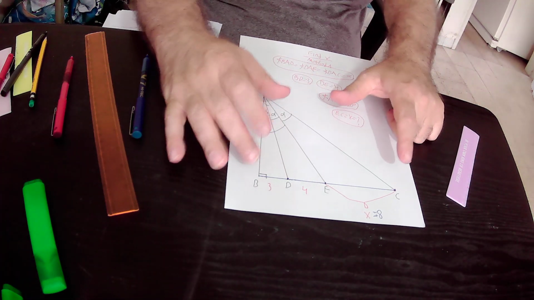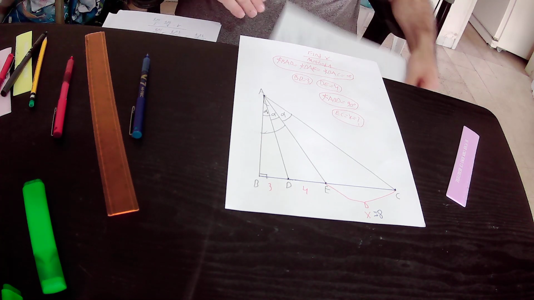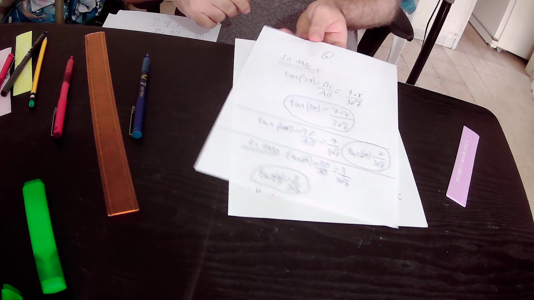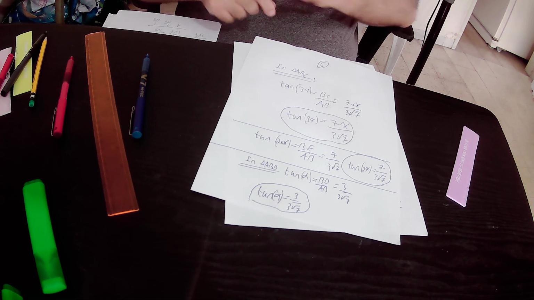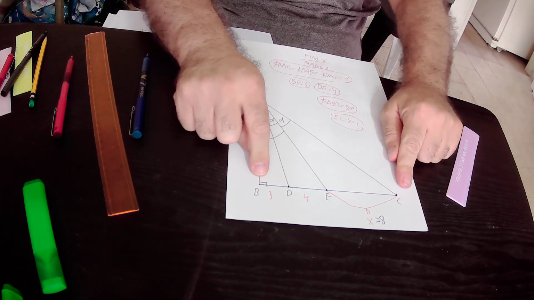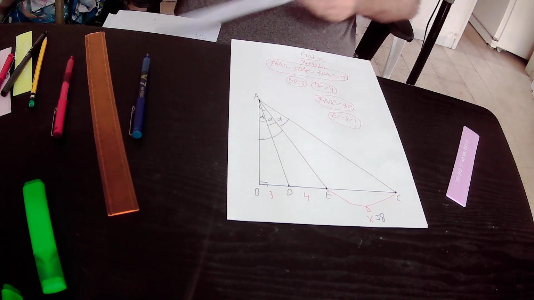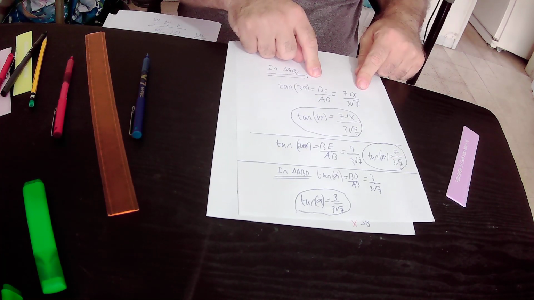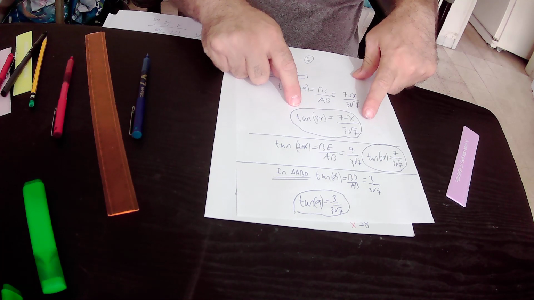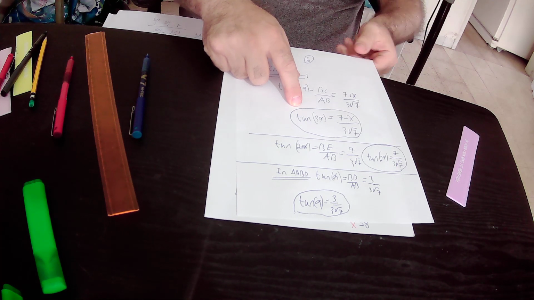Then we focused on the big right triangle ABC. In the big right triangle ABC, we know that tangent 3 alpha equals BC over AB. And what is the value of BC? BC equals 3 plus 4, that is 7, plus x. So BC equals 7 plus x, and we have already found that AB equals 3 times root 7. So in total, tangent 3 alpha equals 7 plus x over 3 times root 7.